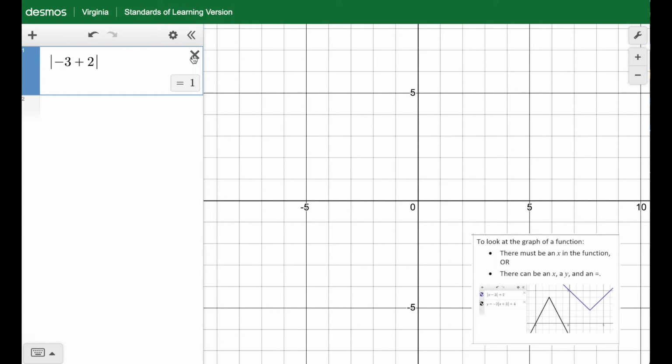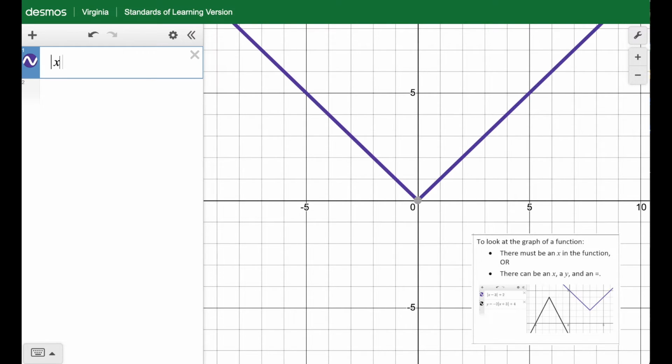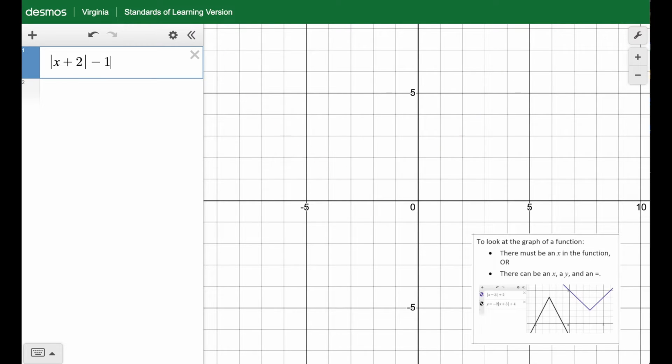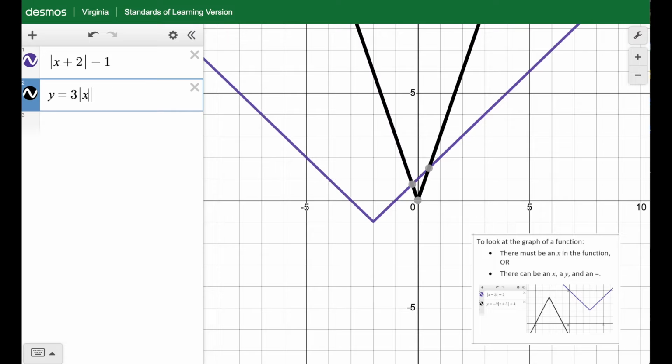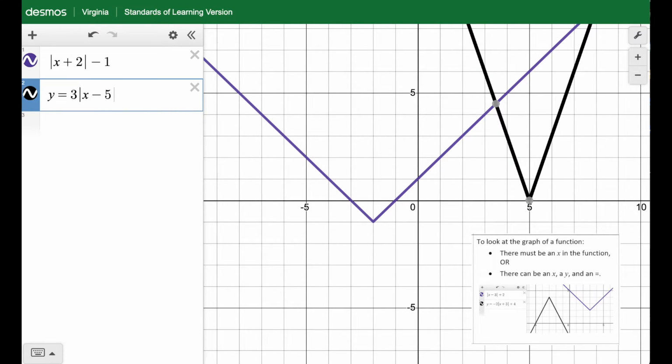Now I'm moving on to the next space on the back of your review guide where it says to look at the graph of a function. If you want to just look at a graph, you're thinking to yourself, here's an equation, I need to know what the graph looks like. Then you can either type an expression that has an x in it or type an equation that has an x, a y, and an equal sign. So for example, I could type the absolute value of x plus 2, close the absolute value, minus 1, or I could type y equals 3 times the absolute value of x minus 5, close the absolute value, plus 2.